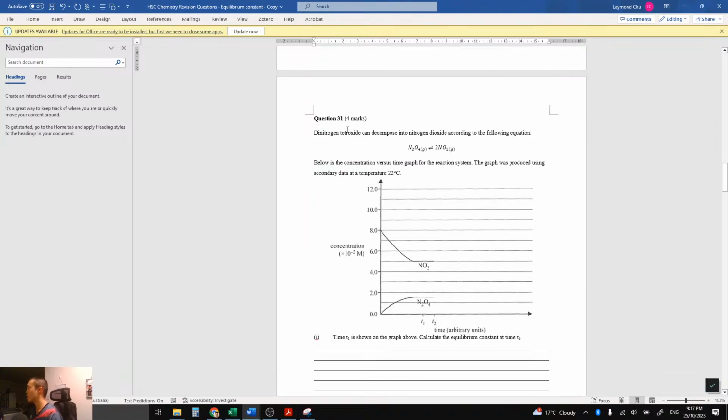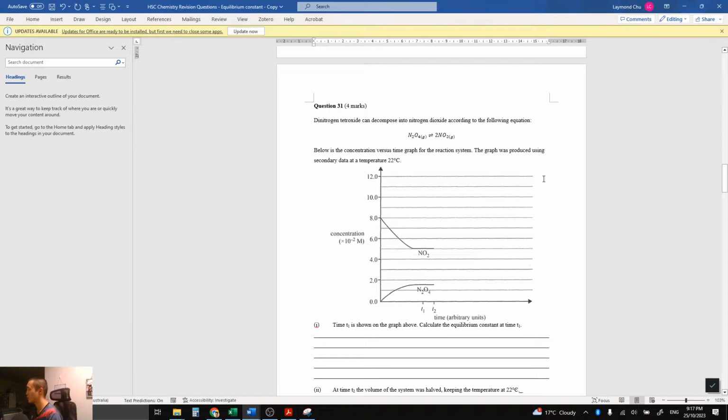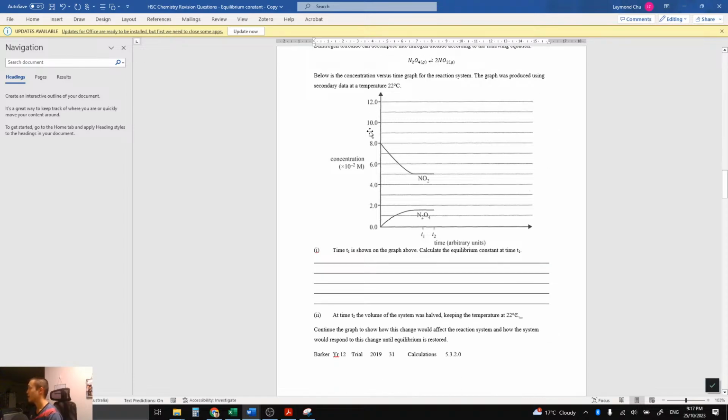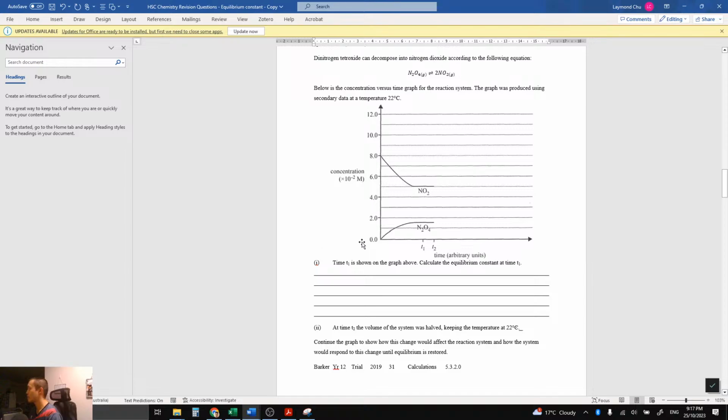Alright, question 31. Dinitrogen tetraoxide can decompose into nitrogen dioxide according to the following equation. Below is the concentration versus time for the reaction system. The graph was produced using secondary data at a temperature of 22 degrees. Great, lovely graph. Time T1 is shown on the graph below. Calculate the equilibrium constant at time T.